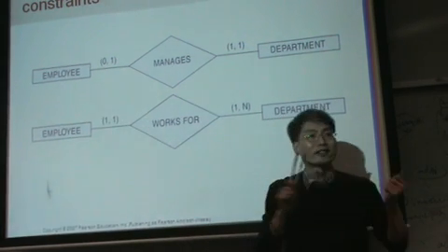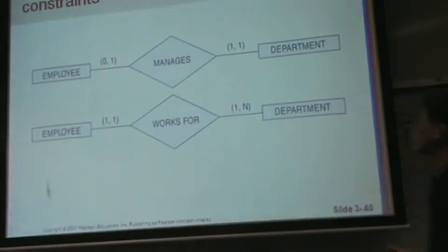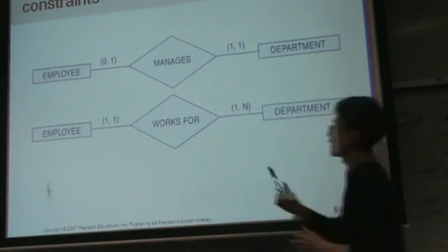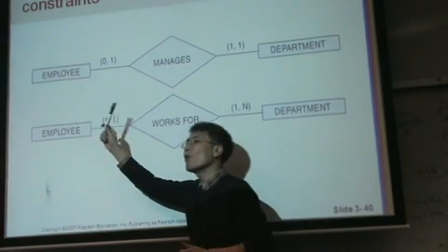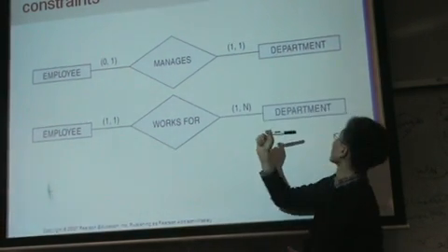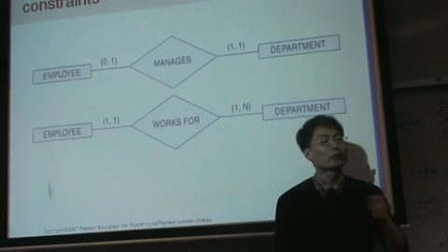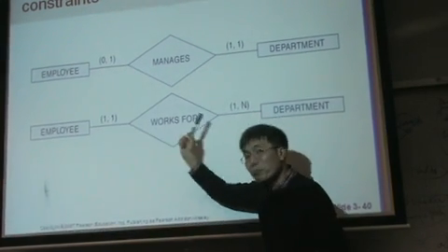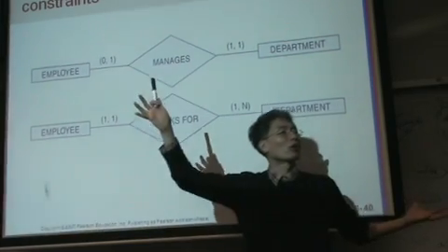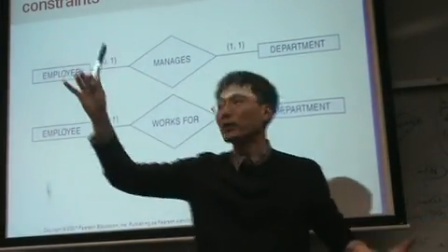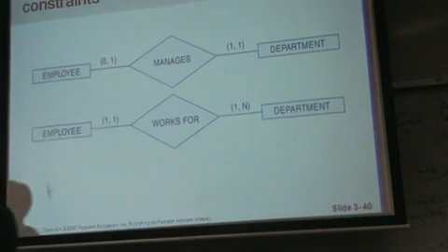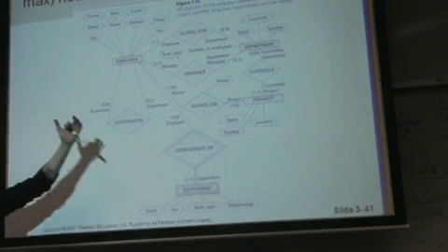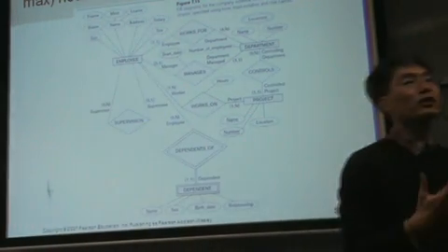You don't have to use a double line. Instead, min-max. What about this one? Can you explain the meaning of this? One, each employee works for minimum one, maximum one department. It's mandatory, even the only one. What about this? Each department has minimum one employee, maximum no limit. Okay? Which means that at least one employee should exist for it to be a department. So this is another example of EER modeling based on min-max notation.